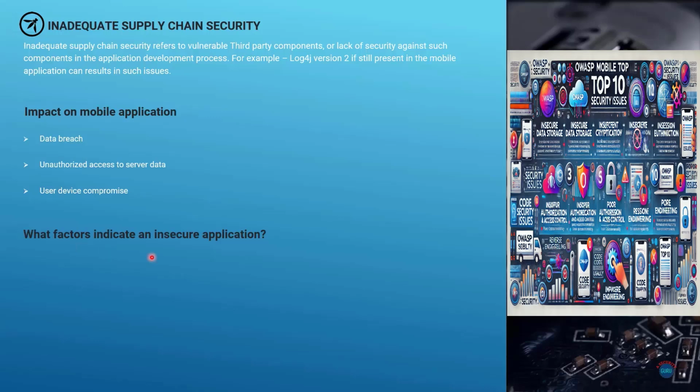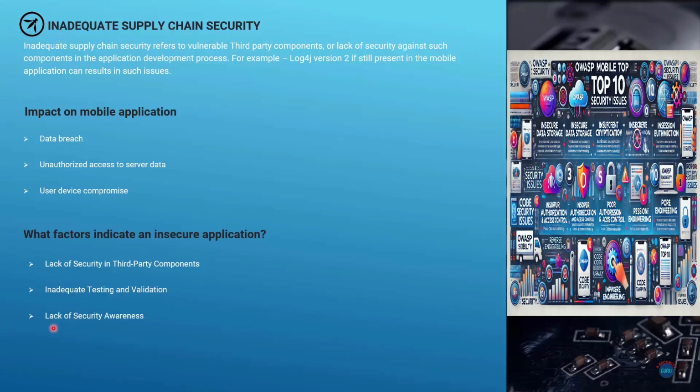Let's see which factors indicate that your mobile application is insecure and is having inadequate supply chain security issue. First is if there is lack of security in third-party components and your third-party components are vulnerable, then it means that you have an insecure mobile application. Next is if there is inadequate security testing and validation against vulnerable third-party components, then your mobile application is having inadequate supply chain security issue.